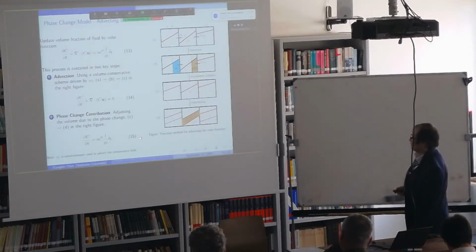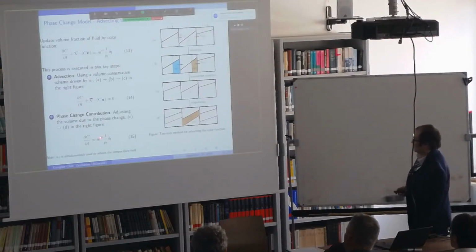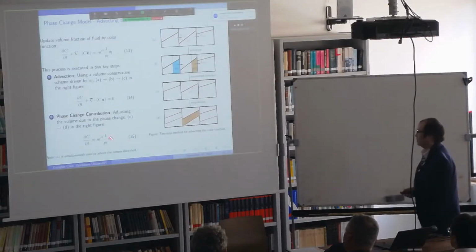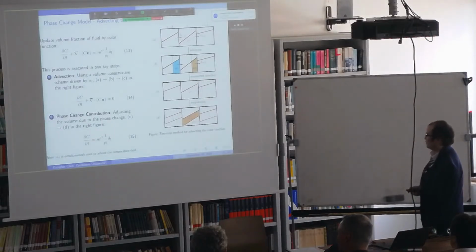And for 15, it is updated due to the phase change. You calculate the mass transfer rate, and then you transfer it into a distance, and then you can calculate the volume change, and then you add this volume to the volume fraction C.